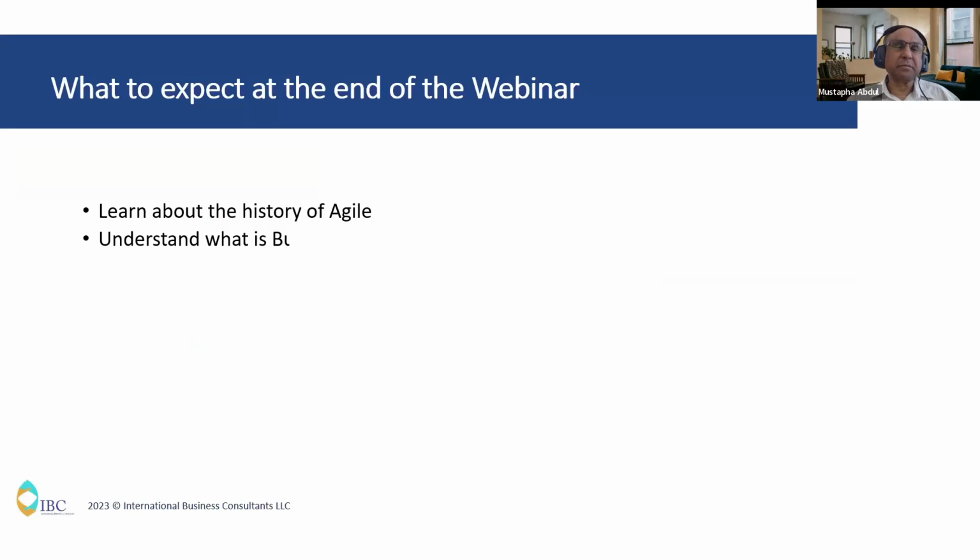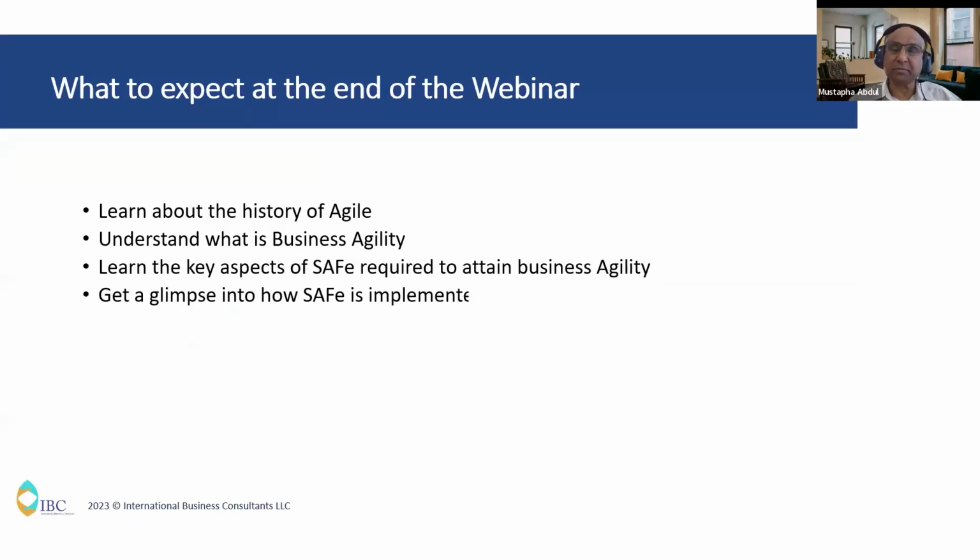What you can expect from today's webinar: for those who don't know Agile, I'm going to give a little history of Agile and explain what Agile is. Then you'll gain an understanding of business agility, and I'll show you some of the key aspects of SAFe that is used to attain business agility. Then I'll give you a glimpse of how SAFe is implemented in a company.